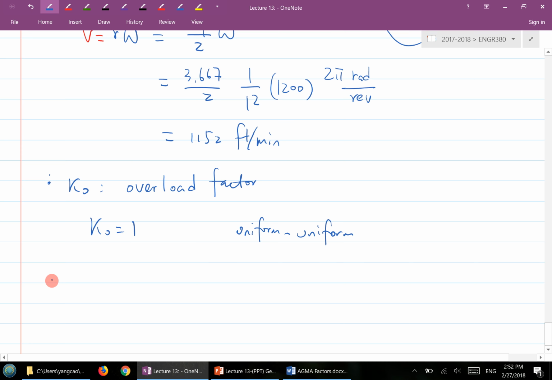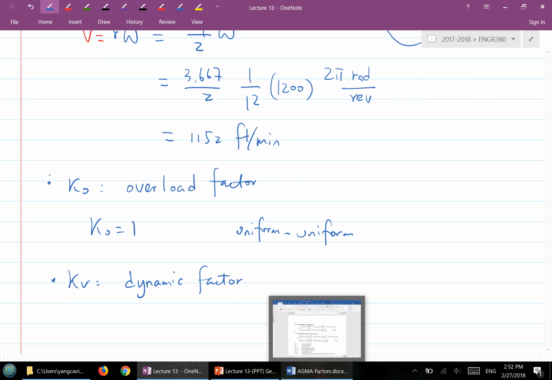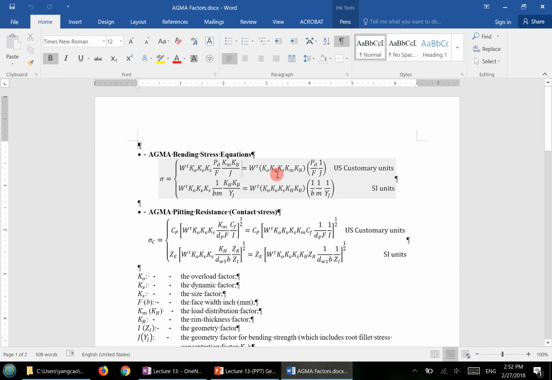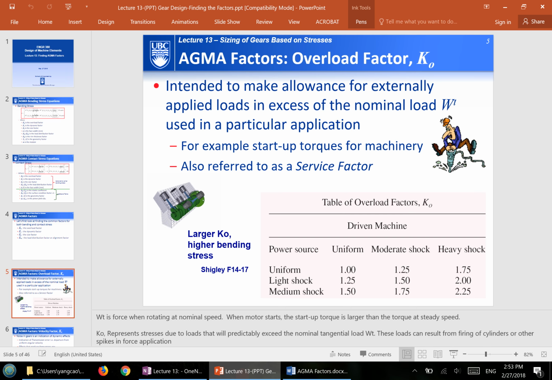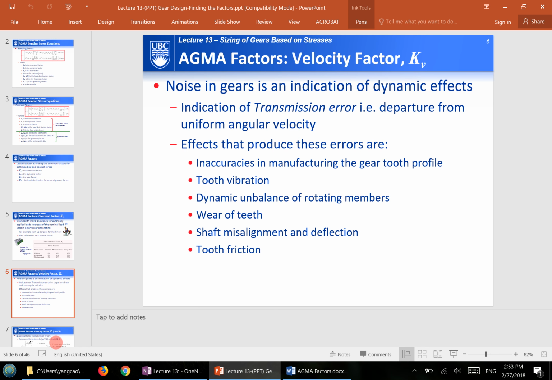Okay. So the second factor let's look at is the KV. KV is called the dynamic factor. That's KV, the dynamic factor. And what exactly is the dynamic factor then? This is the definition. There's always noise in the gear, and the noise in the gear is an indication of the dynamic effect. And often, the faster it spins, the louder the noise is going to be, right?